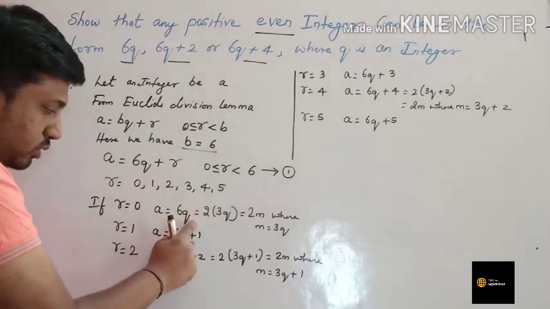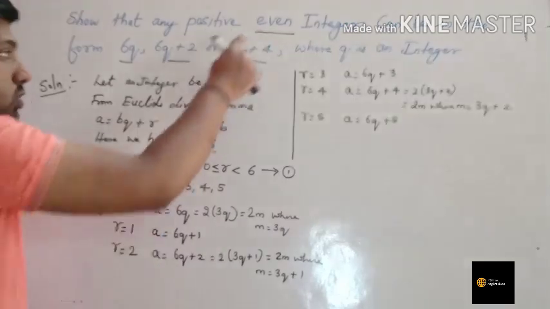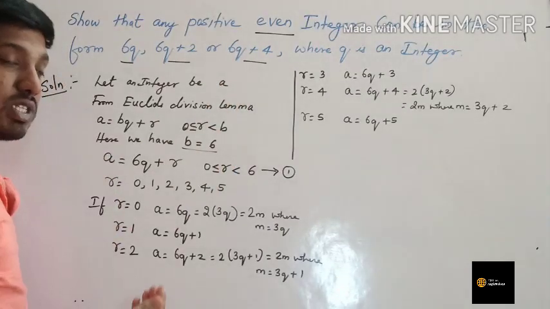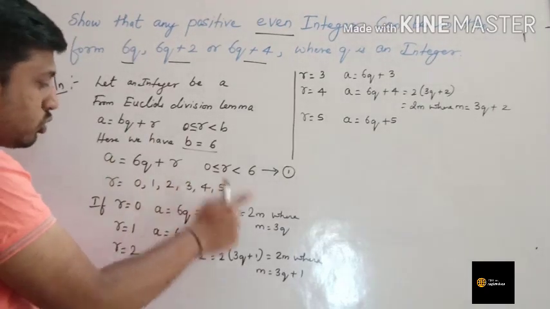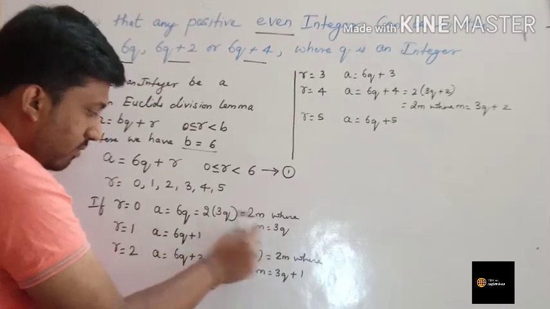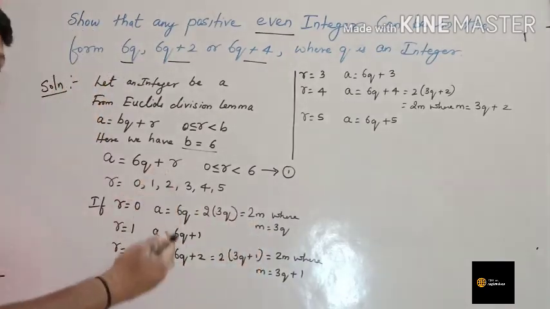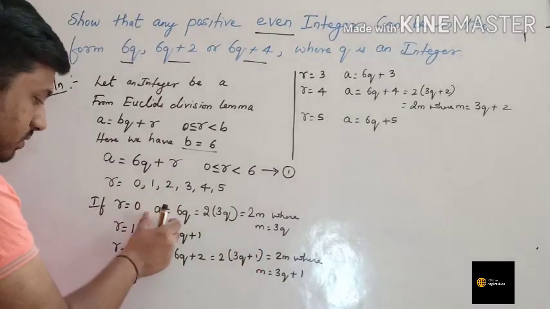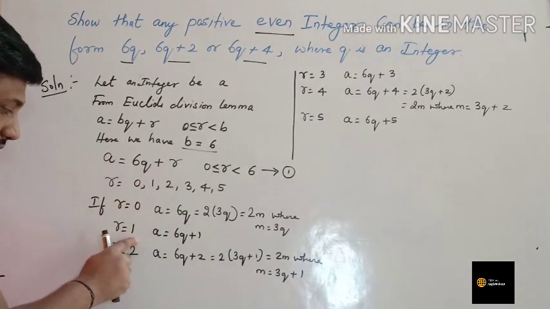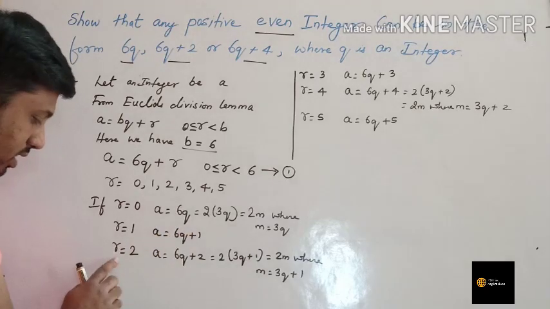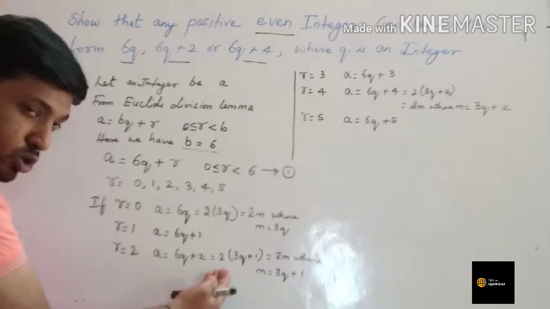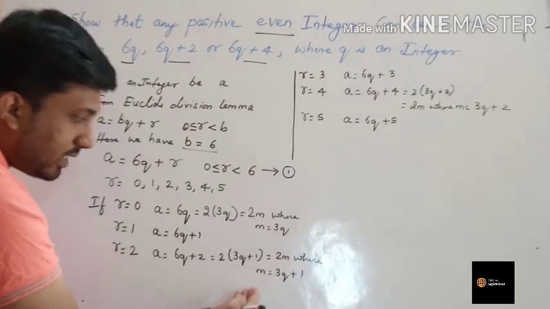That becomes 6q. I can take 2 common because here the question is about even and odd. So multiples of 2 are nothing but the even numbers, and we have taken 2 common, and 2 into 3q is again 6q. So this 3q I made as m, so 2m. The multiples of 2 are obviously even. So I got this as even. Next, I have substituted r is equal to 1, a is equal to 6q plus 1. In the next, r is equal to 2, a is equal to 6q plus 2. Again I have taken 2 common here and it becomes 2m, again it is even.